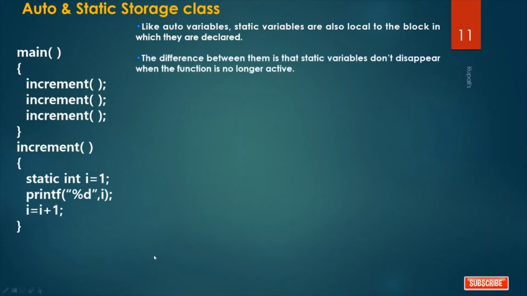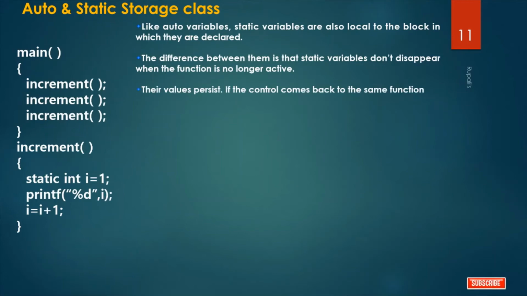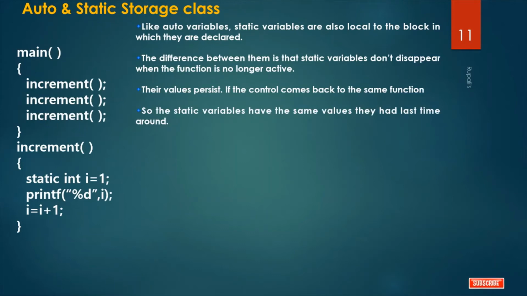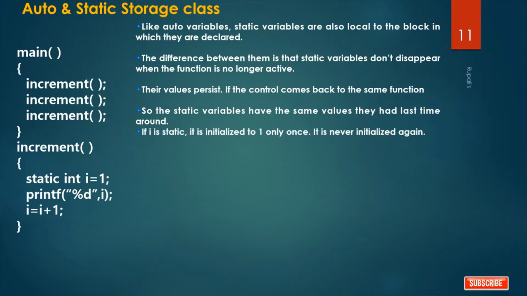But the difference is that the static variable doesn't disappear when the function is no longer active. Means what? Their value persists. If the control comes back to the same function, their values persist. So the static variable has the same value it had last time around. So if i is static, it is initialized to 1 only once. It is never initialized again because its value persists.